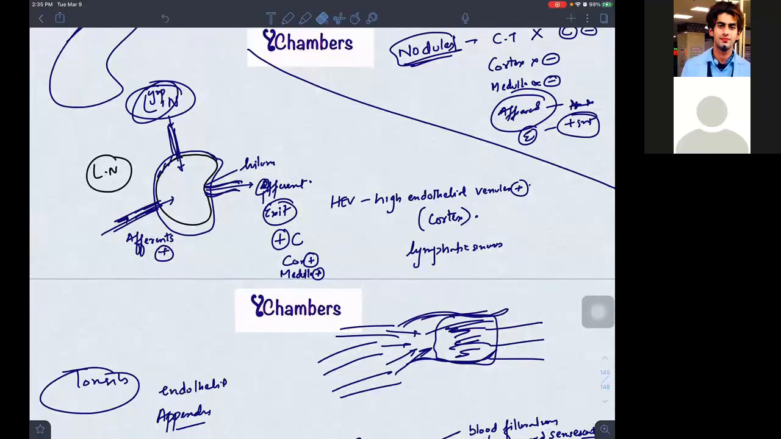Lymph nodule, no cortex, no medulla. Lymph node, bigger, very nice. So I remember like that: cortex, yes; medulla, yes. Present, present, present. Thymus, cortex present, medulla present. Easy. Thymus, lymph node, cortex present, medulla present. Spleen, no cortex, no medulla. Lymph nodule, no cortex, no medulla. Easy. Second thing, let us go to the afferents.